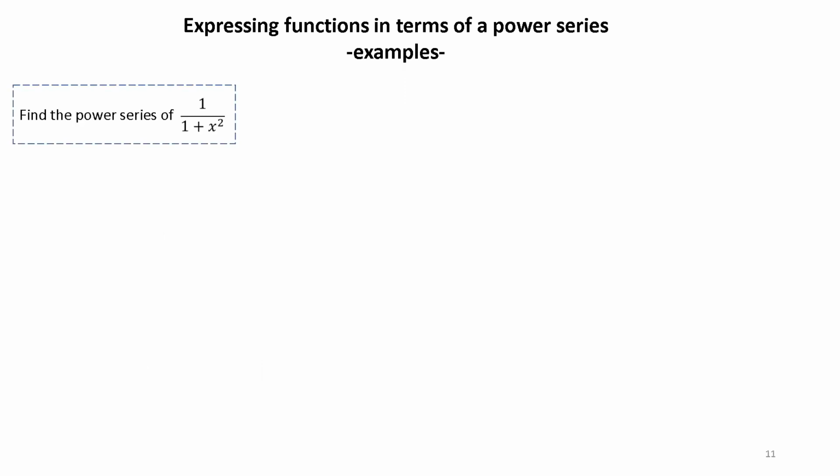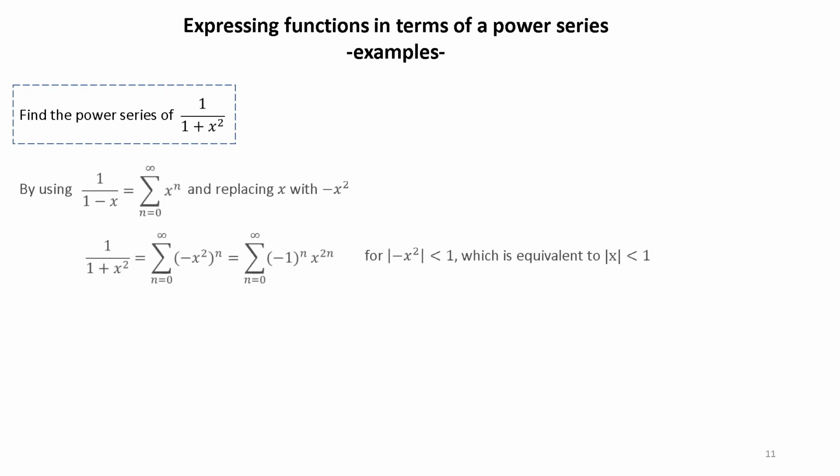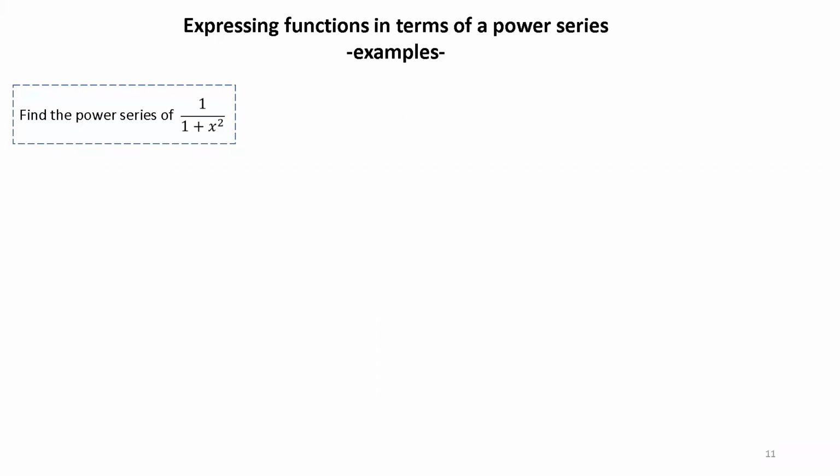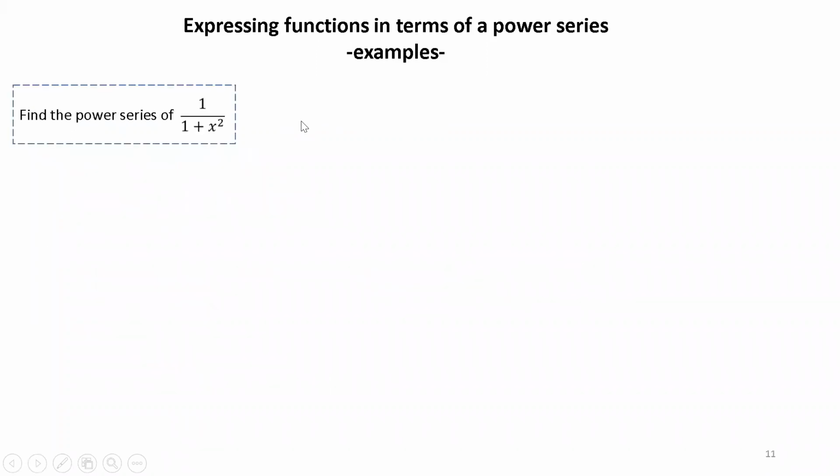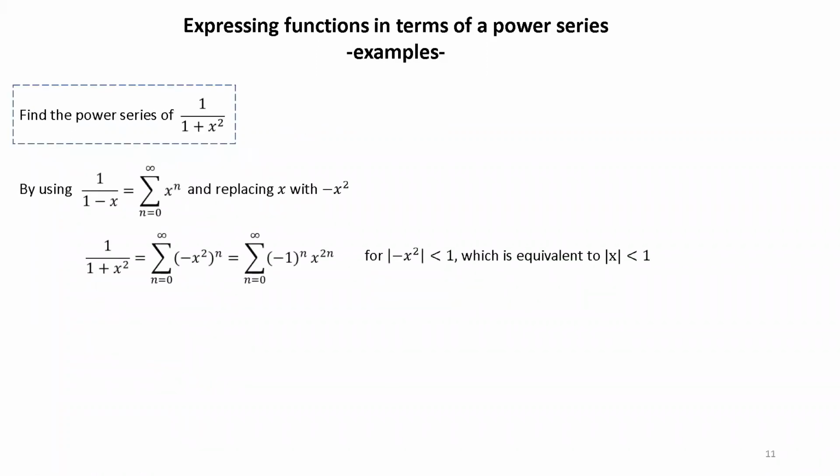So then what about this one? This one is also actually related to 1 divided by 1 minus x. What you need to do is just replace this x by minus x squared. If I have this result from the last slide and I replace x by minus x squared, then I immediately get the power series of 1 divided by 1 plus x squared.